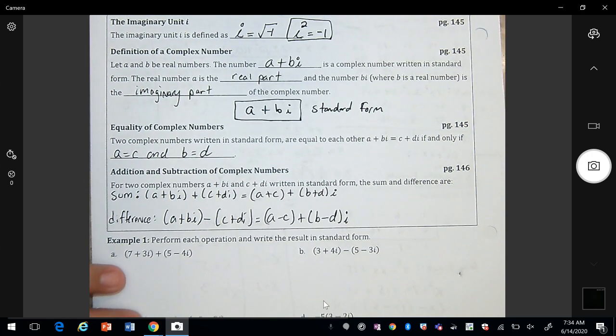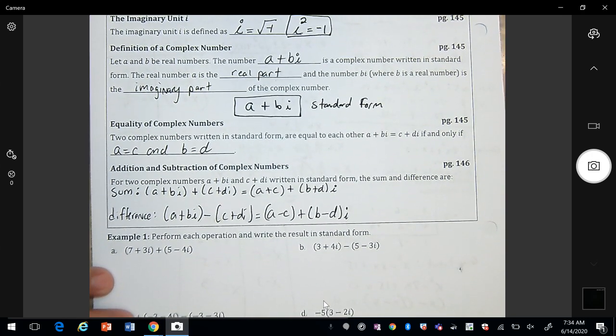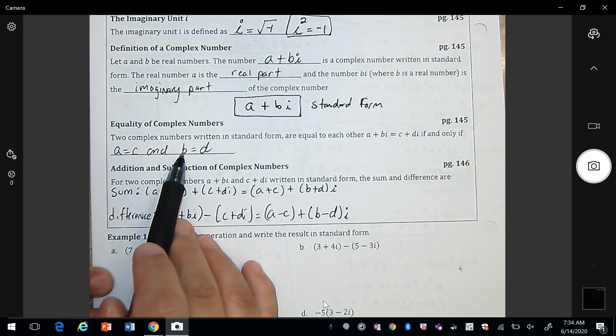Two complex numbers written in standard form are equal to each other if and only if a is equal to c and b is equal to d.